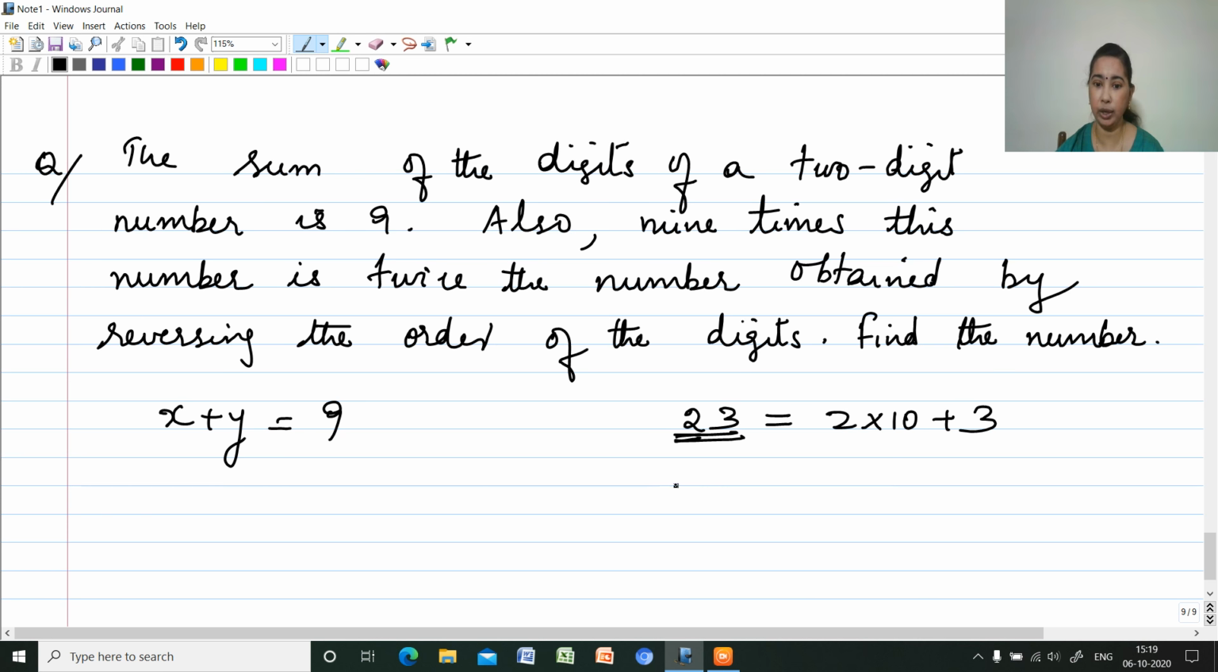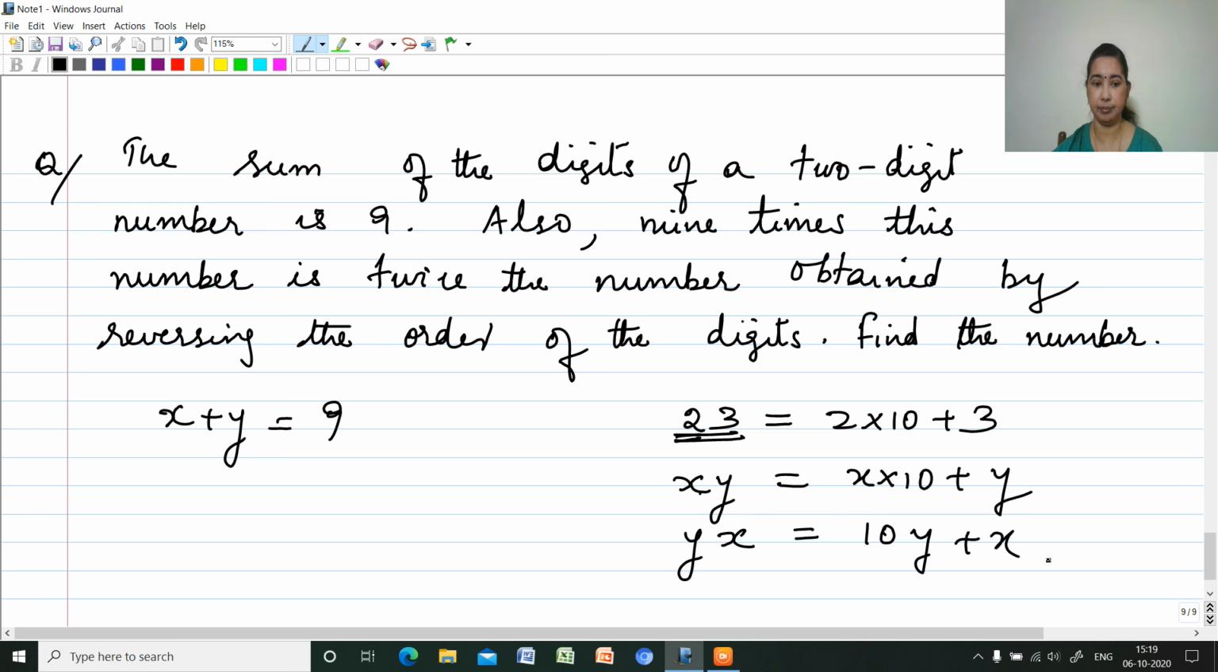If it is xy, a 2-digit number, it means the tens place is x. So x into 10 plus the unit place y. If the digits are reversed, it becomes yx. That is 10y plus x. Now we'll move on to the question. 9 times this number. So this number means xy, that is 10x plus y.